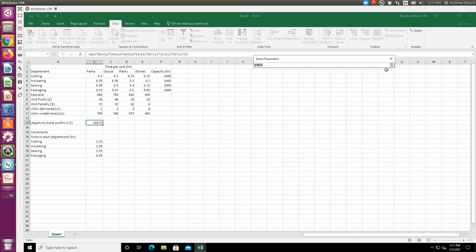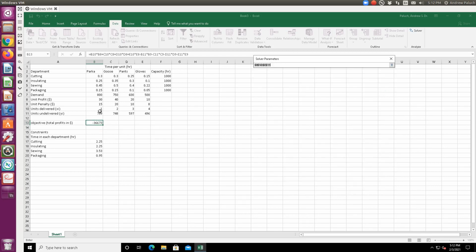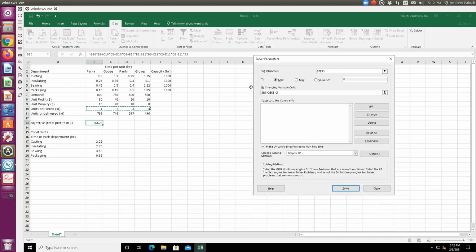Okay. But my objective function is going to be the cell. I want to maximize that. My variables that I'm going to change are going to be my number of units delivered. Remember, my only variables are the units delivered, not the units undelivered, because those are fixed. Once the number of units delivered is set, the number of units undelivered is fixed. So it'll just be that row.